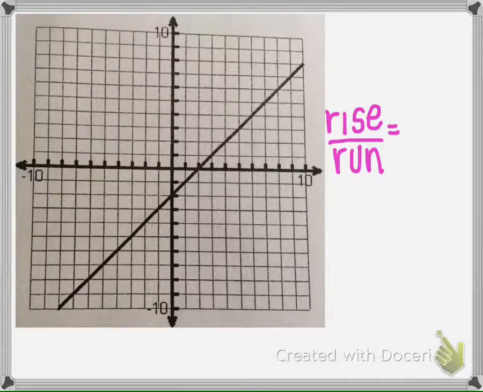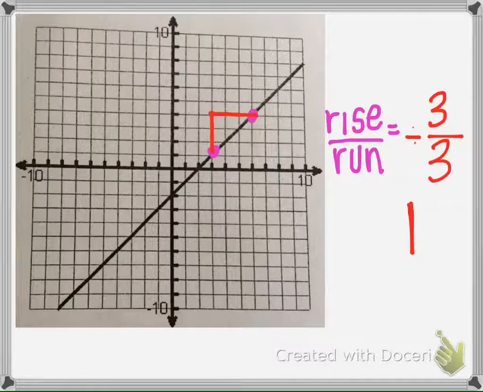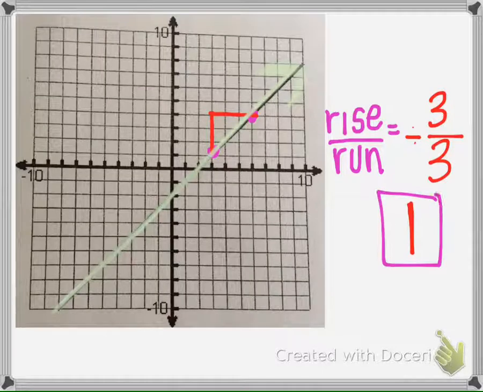Okay, so we're going to pick 2 points. I'm going to go with this one and this one. I'm going to rise 1, 2, 3, and I'm going to run 1, 2, 3. And 3 divided by 3 is 1. Then we look at the graph. From the left to the right, we would be going upward. So that tells us the slope is +1.